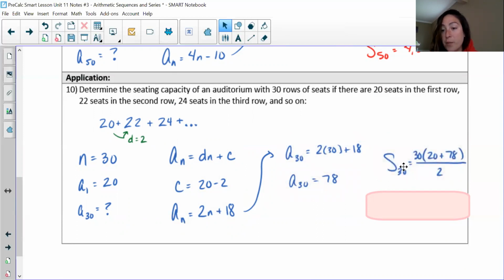Now I have enough information to find the sum of the first 30 rows. So we have 30, that's n, times the sum of 20 plus 78, all over 2. And we end up getting 1,470 seats.